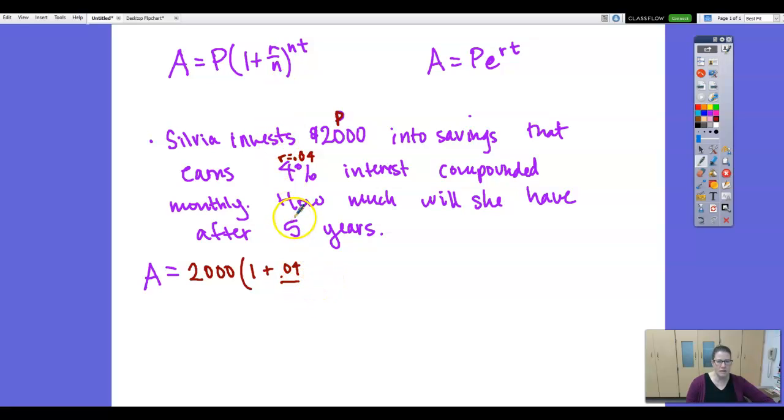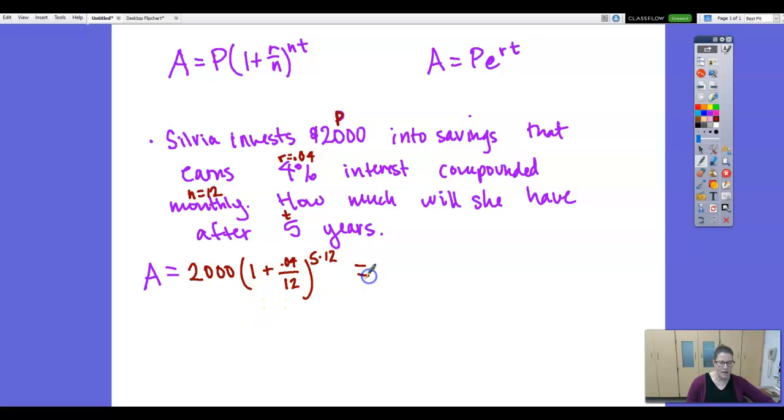Over N, which is the time that passes, so that would be here. Raised to N, so 5 times N. So it's compounded monthly, which means N equals 12. Oops, I put the 5 in the wrong place, didn't I? So the interest rate is 0.04. We want to put that over N, and N is the 12, and then we want to raise it to the power of N times T. So 12 times 5. So there's our formula.